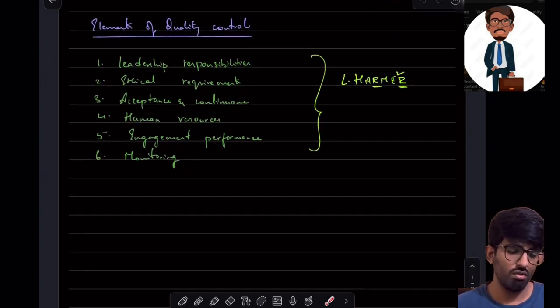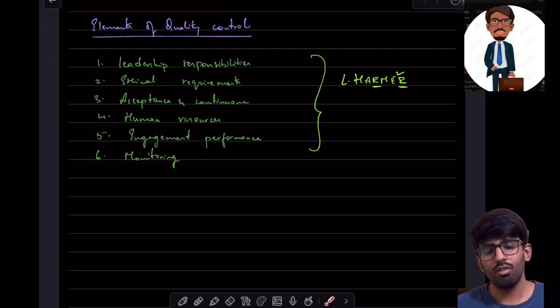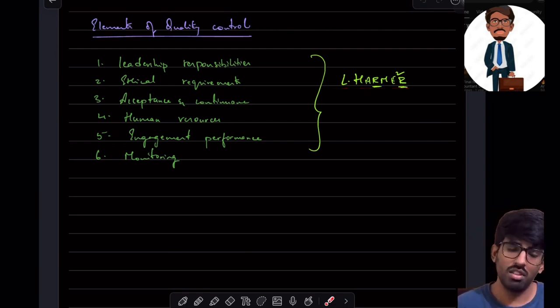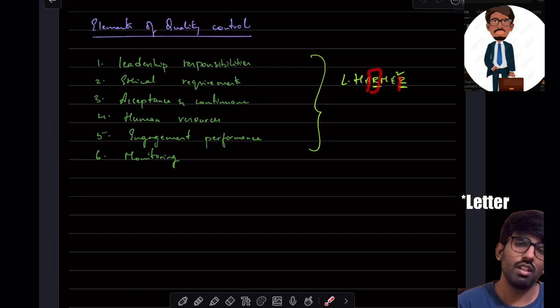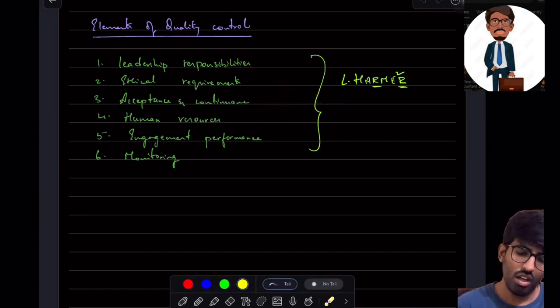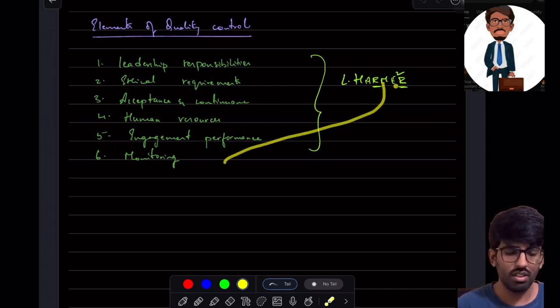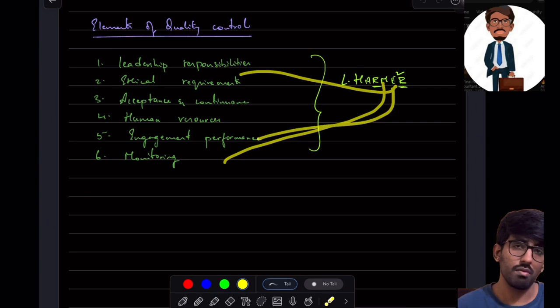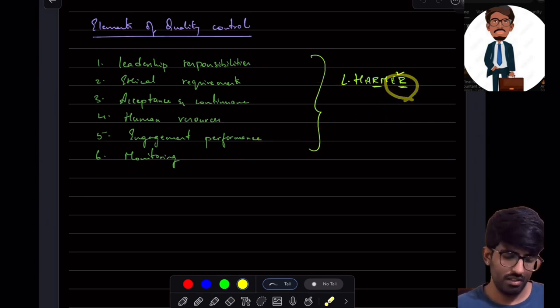So elements of quality control, we have 6 elements. The mnemonic is L HANEER, with R as a filler letter. L stands for leadership responsibilities. H stands for human resources. A stands for acceptance and continuance of client relationships. N stands for monitoring. E stands for ethical requirements. And the other E stands for engagement performance. And the R is a filler letter.